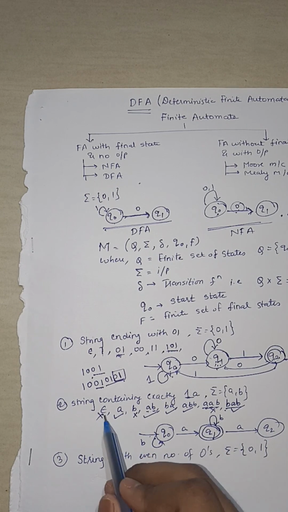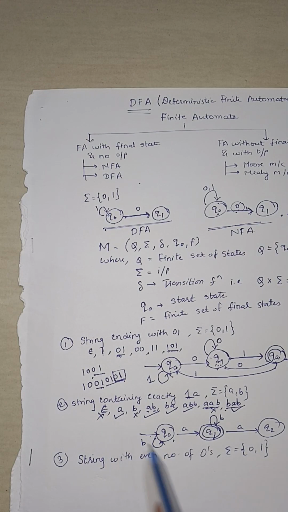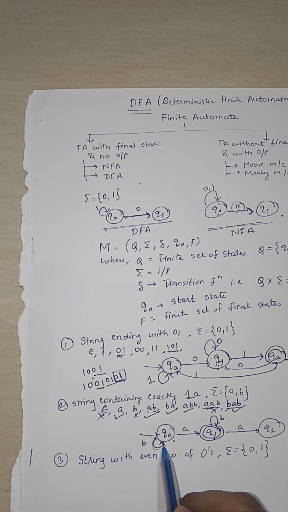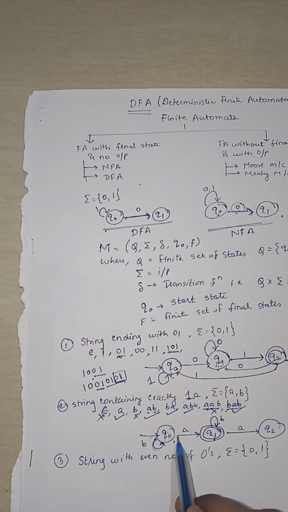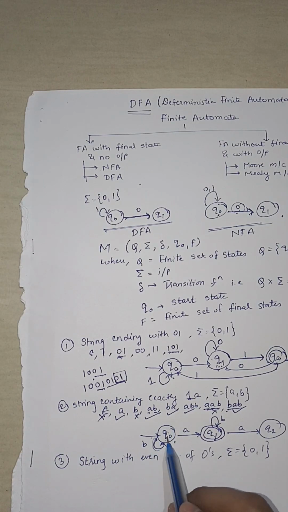Then for example, for the null string, it is on Q0, which is a non-final state, so reject. For A, it goes to Q1, accept. For B on Q0, reject. For AB, Q0 gets A and goes to Q1, and B stays on the same state, which is a final state, so it will accept. Same for B, A, accept.